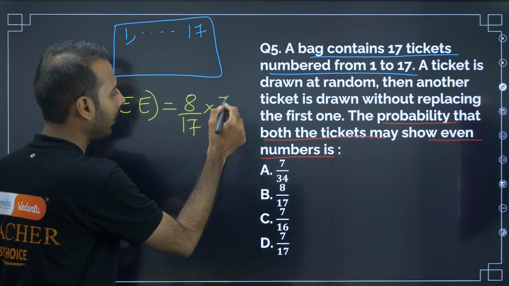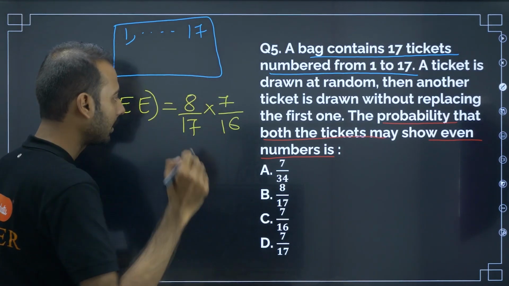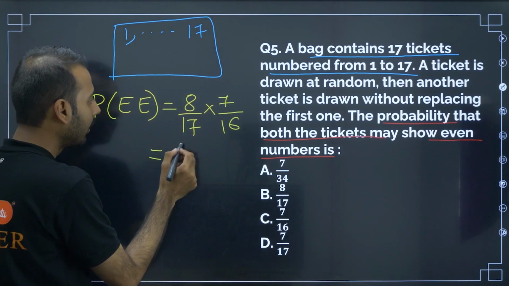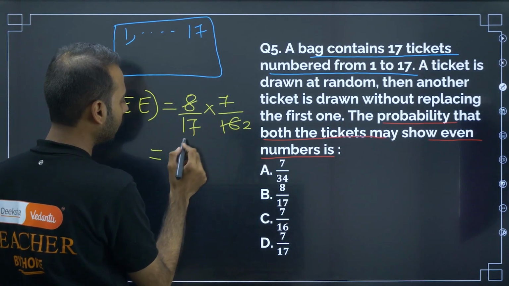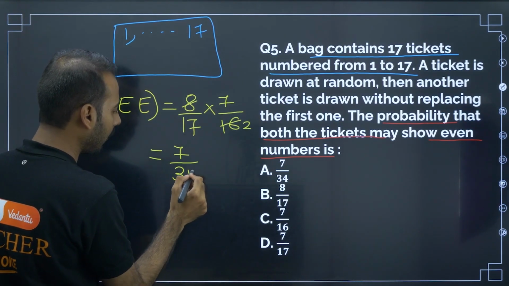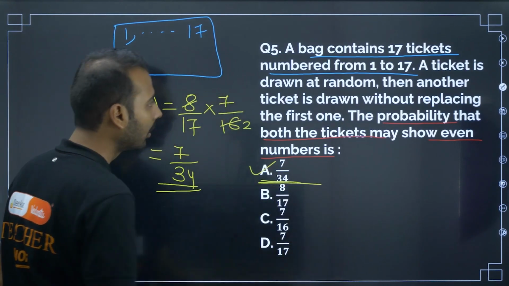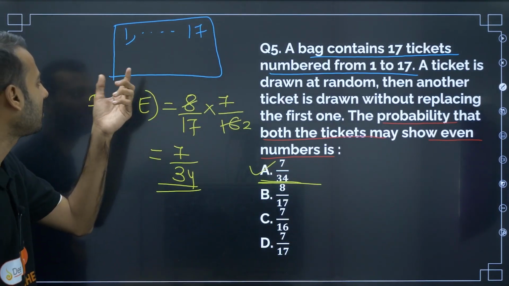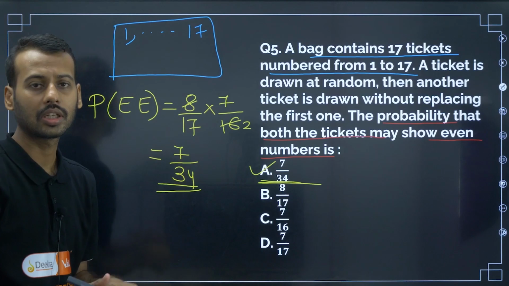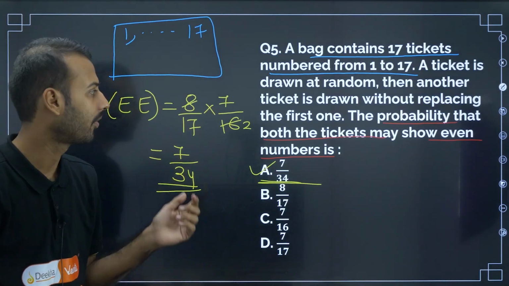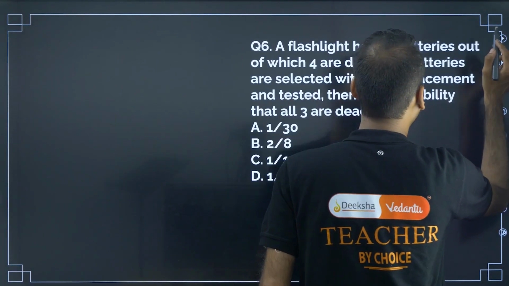In the next case, there are only 7 favorable and only 15 left. So I can write this as 8 by 16 into 7 by 15, which gives 7 by 30. Is there any option like 7 by 30? Yes. Again an easy question, you just have to do this calculation. Hardly 10 or 15 seconds maximum to solve this question. Moving on to the next question.